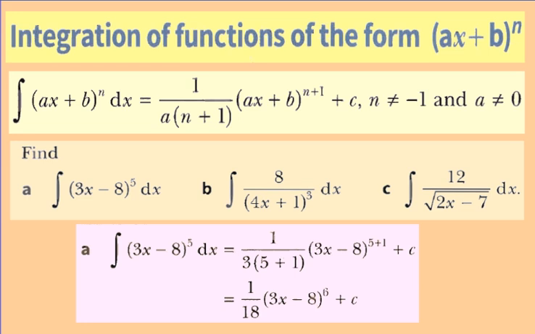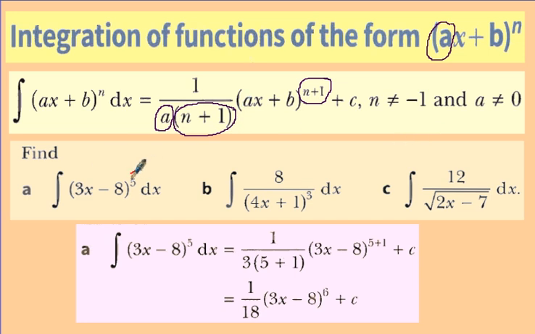Now integrating (ax + b) raised to n. (ax + b) whole raised to n. So here what we do, we take 1 upon a. The formula says 1 upon a, (n + 1), the degree n + 1 is here and n + 1 in the denominator as well. So you have to be very, very careful and you have to remember it.